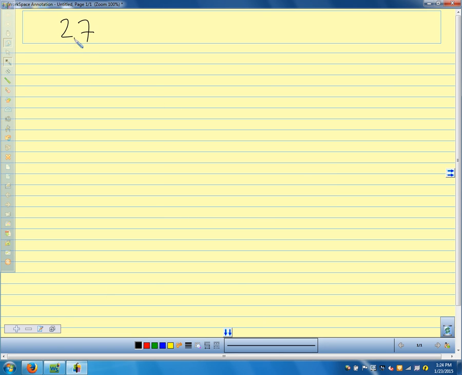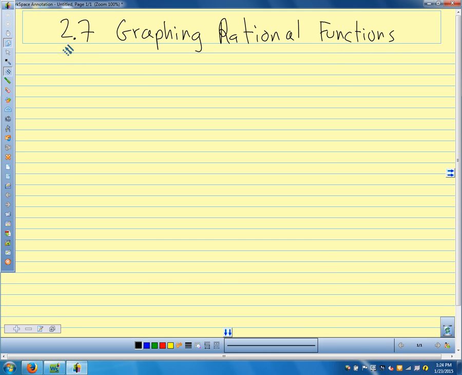All right, so we're in section 2.7. We're going to graph rational functions. So, like I said, we don't really need to add any new information. We just need to consolidate everything we've talked about with rational functions.